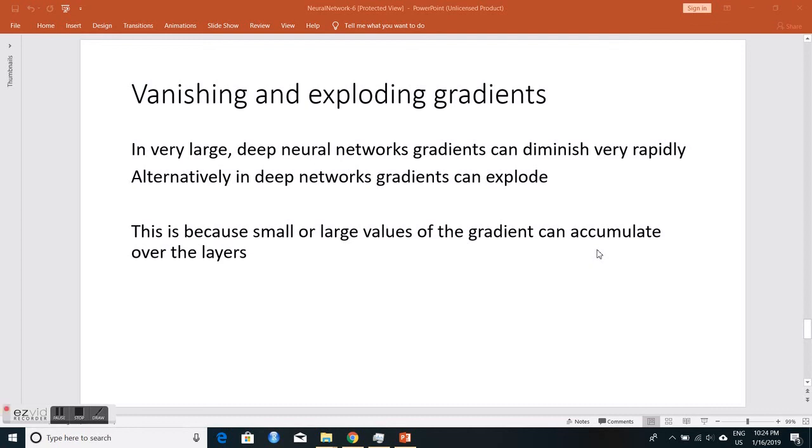Also, there's another problem in deep networks. This is vanishing and exploding gradients. In a very deep learning network with multiple hidden layers, what can happen is, due to the effect of multiple layers, the gradients can either diminish very rapidly and almost reach zero, or they can explode. The gradients can keep building up over each of the layers in the forward and backward propagation and actually hit infinity. So the way to handle this situation is by choosing appropriate initialization when you're creating the deep learning network.